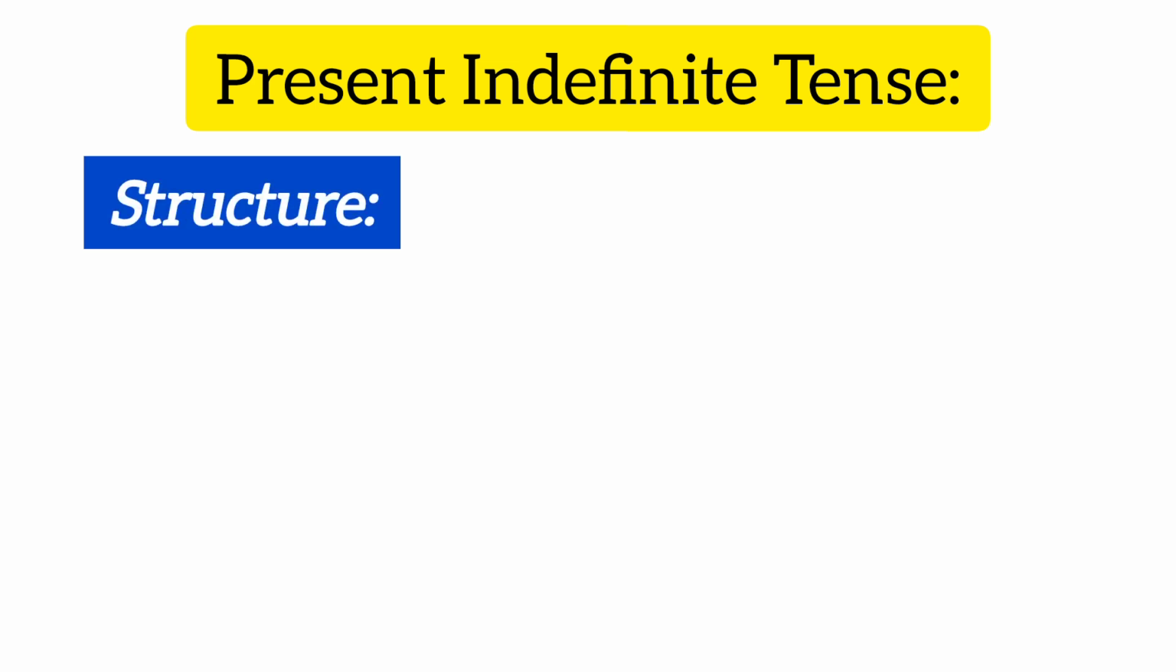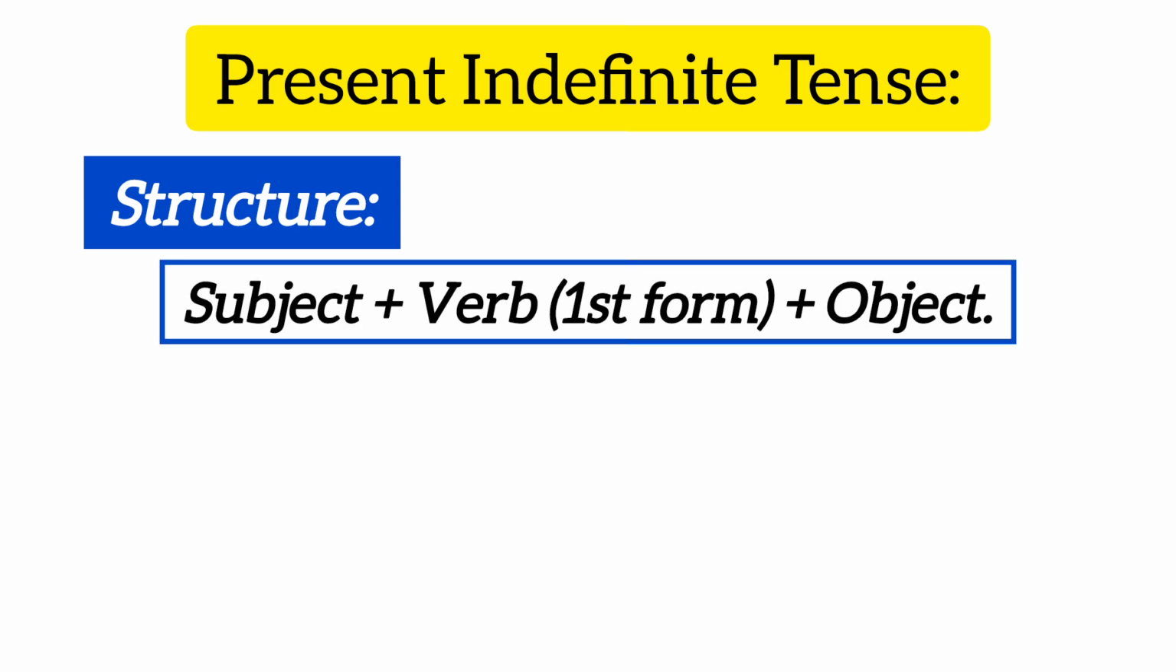Okay, now let's learn about the structure of the sentence of this tense. I mean, how can we make a sentence of this tense? First of all, look at the formula for affirmative sentences. Subject plus verb first form plus object. What does it mean? It means that you have to use subject first, then after the subject use first form of the verb, and then use object if there is any object in the sentence.